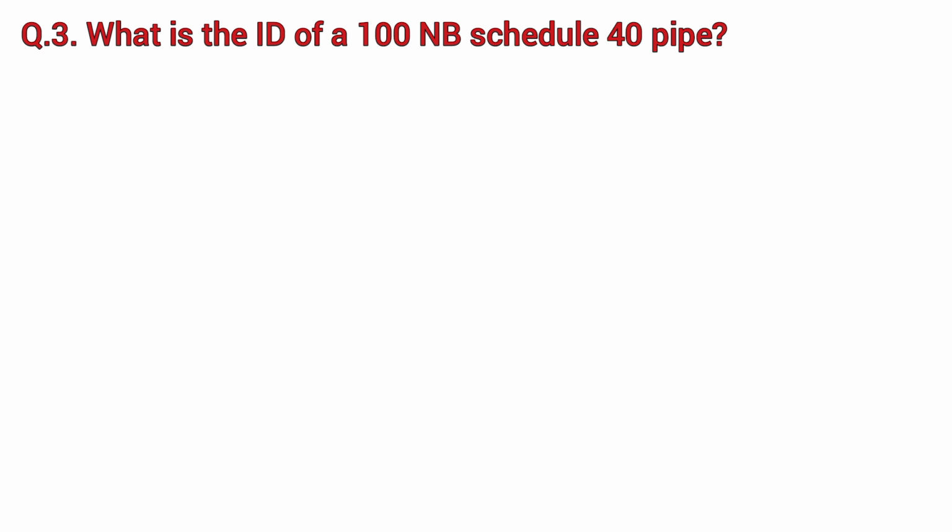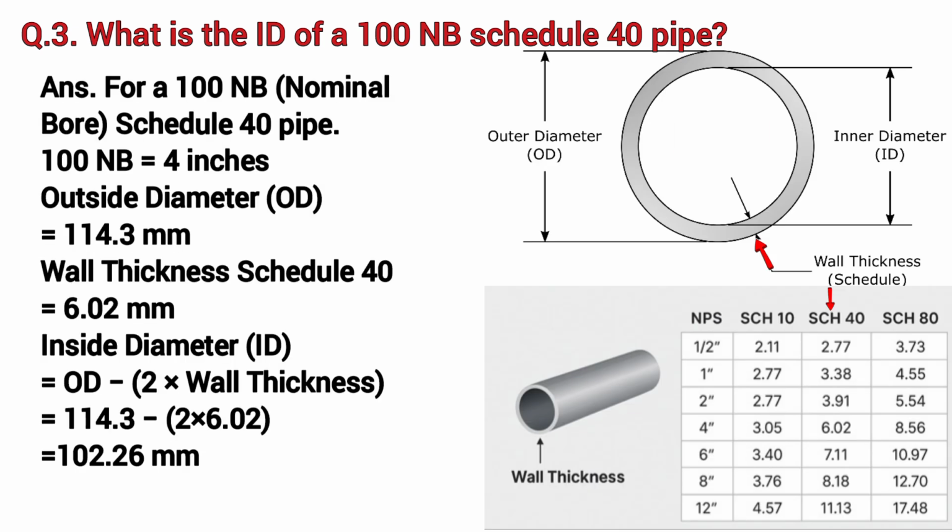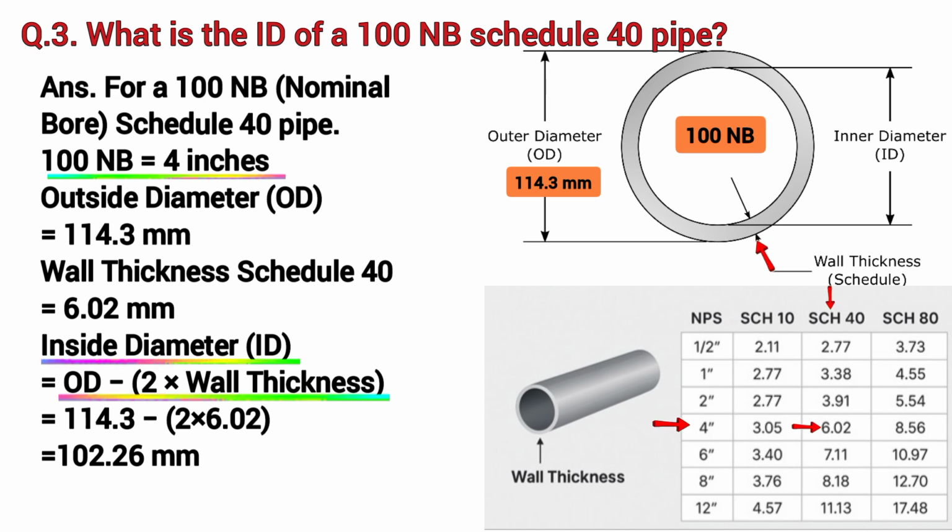What is the ID of a 100 NB schedule 40 pipe? For a 100 NB nominal bore schedule 40 pipe, 100 NB is equal to 4 inches. Outside diameter OD is equal to 114.3 millimeters. Wall thickness for schedule 40 is equal to 6.02 millimeters. Inside diameter ID is equal to OD minus 2 times wall thickness, which is 114.3 minus 2 times 6.02, equal to 102.26 millimeters.